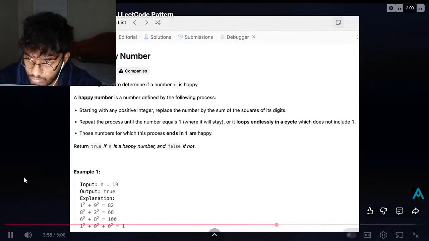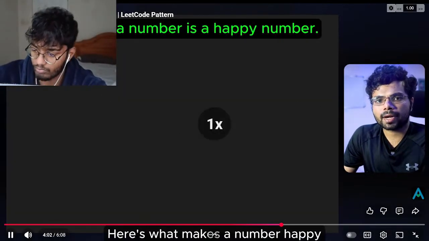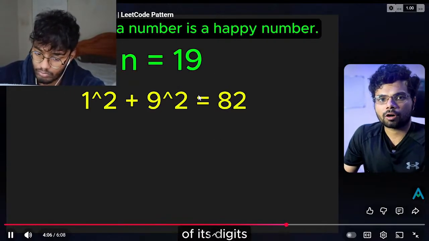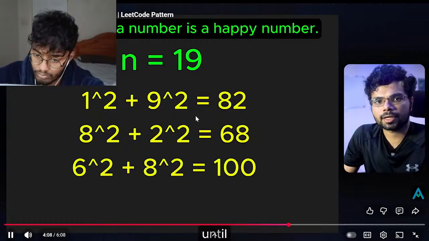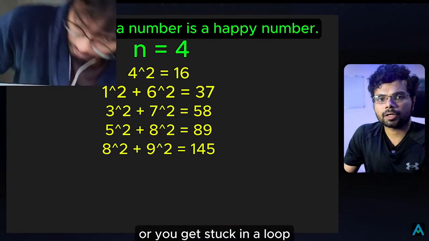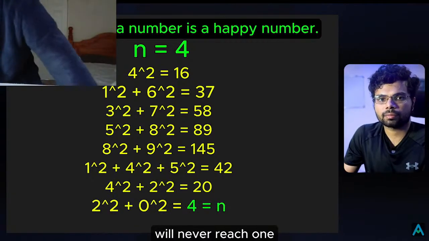Problem 3, LeetCode 202, Happy Number. The problem asks you to determine if a number is a happy number. Here is what makes a number happy. You start with a positive integer and replace that number with the sum of the squares of its digits. Keep repeating this process until either you end up with 1, which means the number is happy, or you get stuck in a loop, meaning the number will never reach 1, and it's not happy.